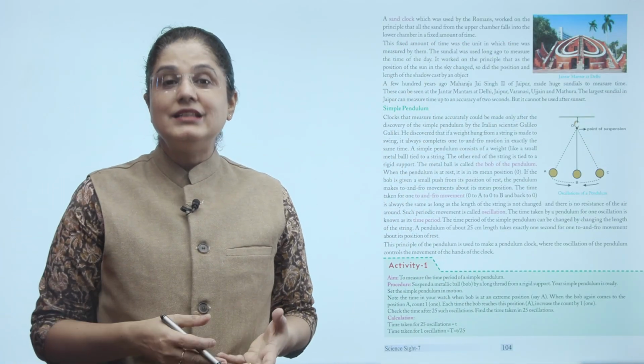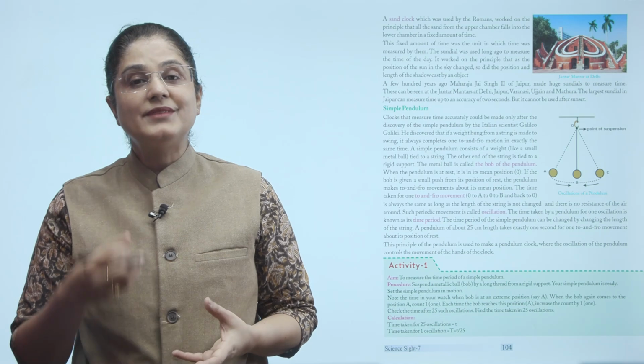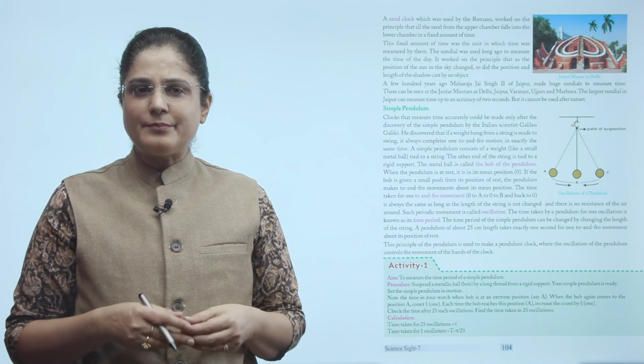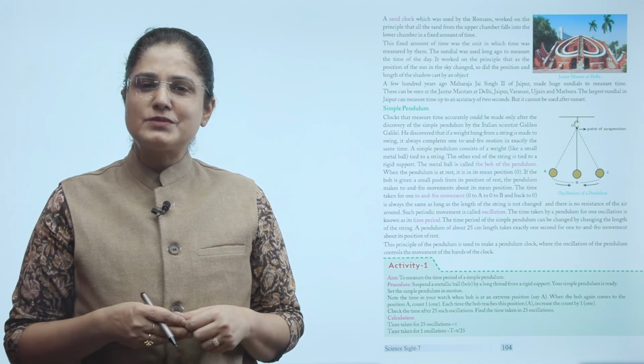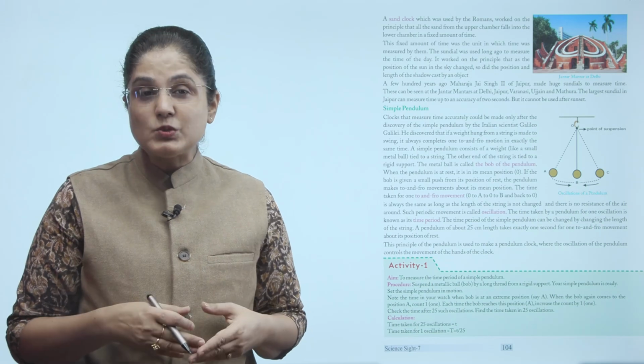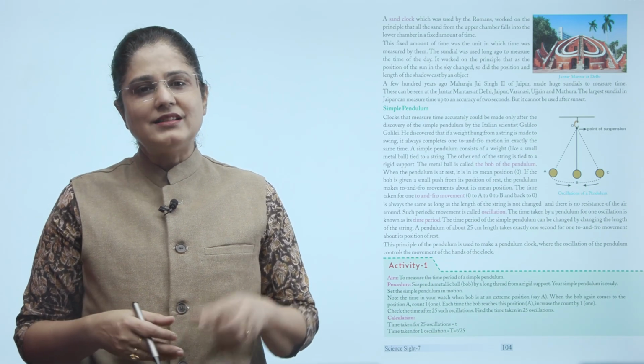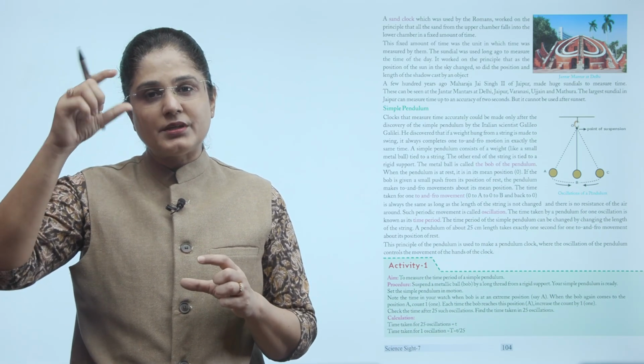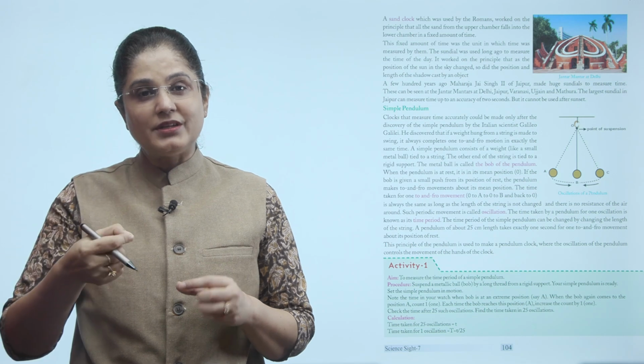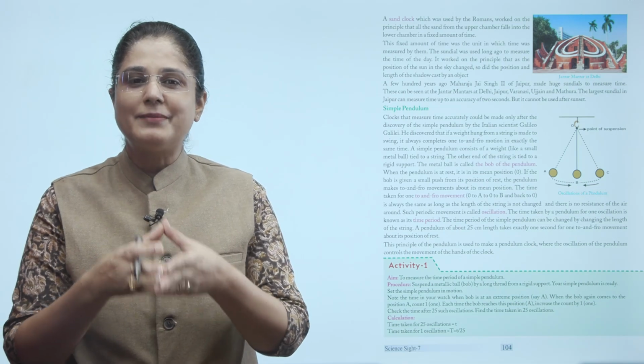Now, in earlier times, how was time calculated? For example, a sand clock was used by the Romans. Now, this worked on the principle that the sand from the upper chamber falls into the lower chamber in a fixed amount of time. And this fixed amount of time was the unit in which time was measured by them.